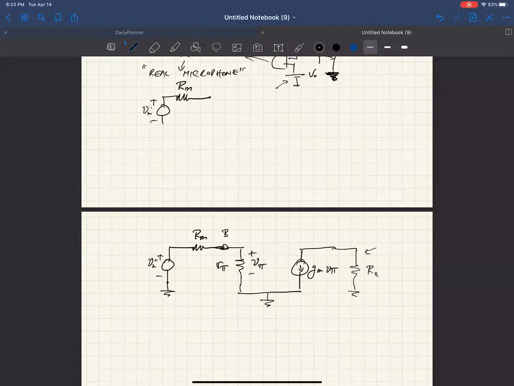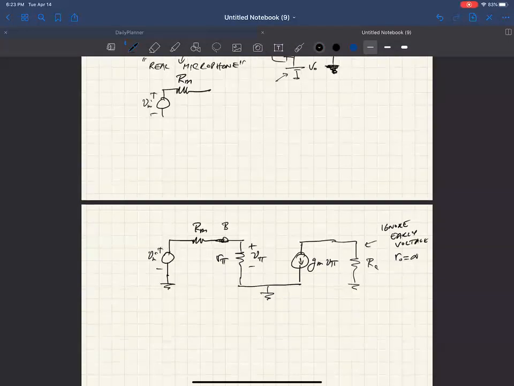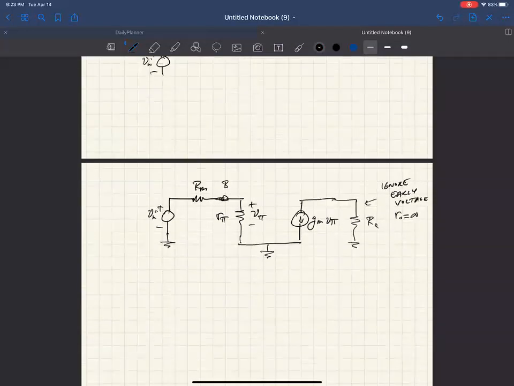Again, here I'm just going to ignore Early voltage for now, just for ease of analysis. So it means that R sub 0 is infinite. Okay. So that's what we have with a real microphone. Basically, this is our model for the microphone with the output resistance.